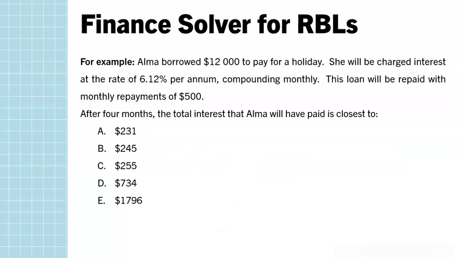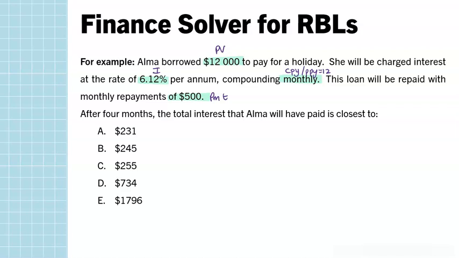For another example here, we've got Alma who borrowed $12,000 to pay for a holiday. So that's our principal value or our starting point. She will be charged interest at 6.12% per annum compounding monthly. So we've got our interest rate, and our compounding periods and payment periods will be 12 times a year. This loan will be repaid with monthly repayments of $500. So our payment amount is $500.